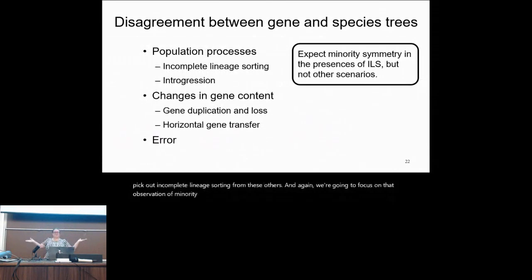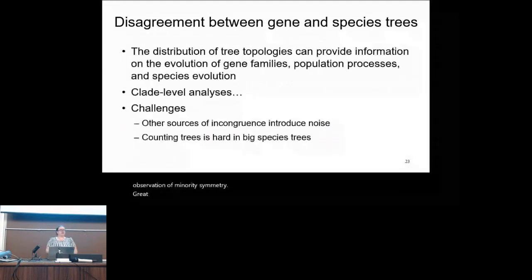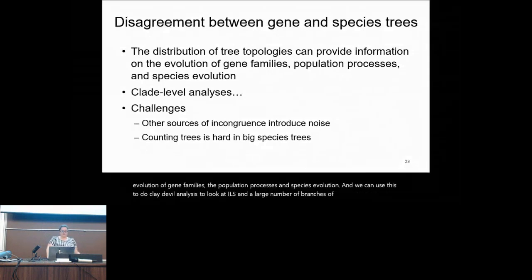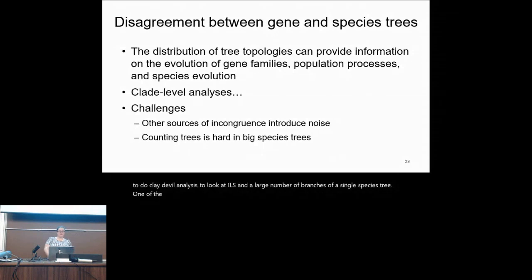As I just said, the distribution of tree topologies can provide information on the evolution of gene families, the population processes, and species evolution. We can use this to do clade level analyses to look at ILS in a large number of branches of a single species tree. One of the challenges is that we have these other sources of incongruence, which we can think of as noise, and counting trees is hard in big species trees.